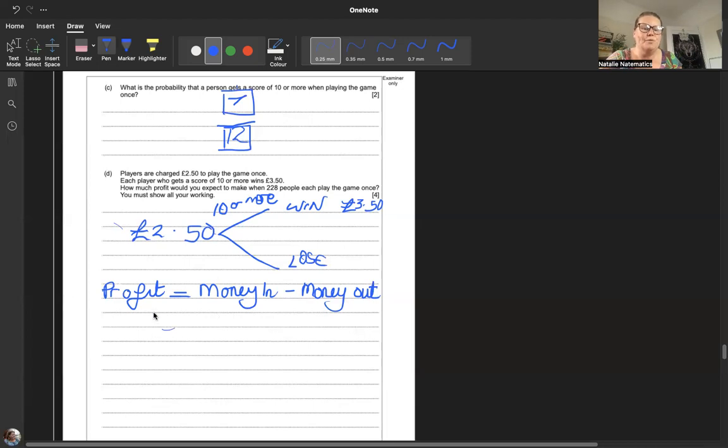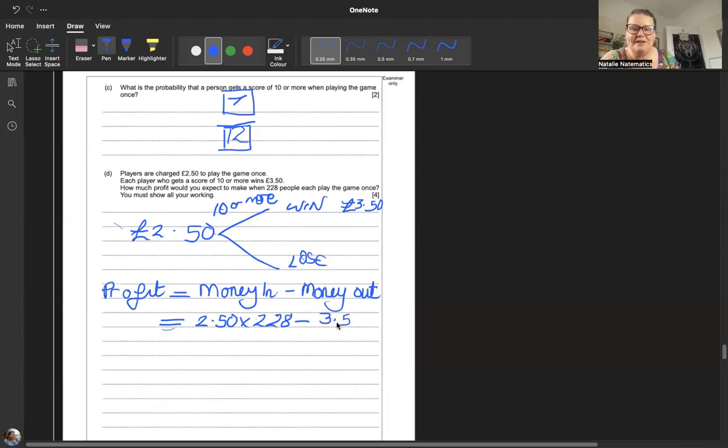So money in. We get money by people paying to have a go. So it was £2.50, isn't it? So £2.50. And how many people played? Well, it says 228. So those 228 people will have paid £2.50. So I'm just going to put that there, 228. Okay. And then what will we pay out? Well, there's £3.50, isn't there? So we know that if they win, they pay out £3.50.